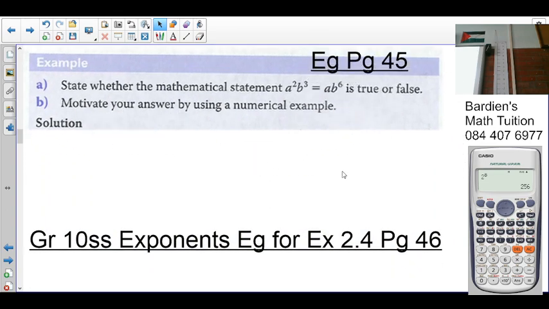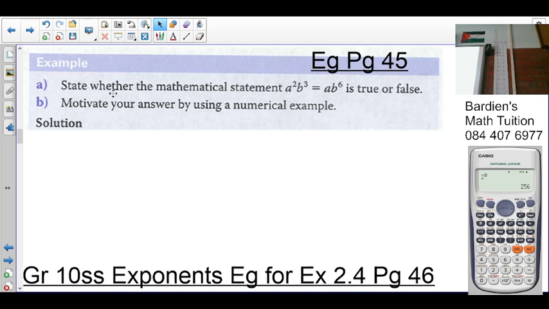The next example. State whether the following mathematical statement, which is a squared b cubed equals ab to the exponent 6, is true or false. False. Why? Because when we're multiplying and bases are the same, we add the powers. Are the bases the same? No, so I can't add the powers. Okay, so how do we do this?